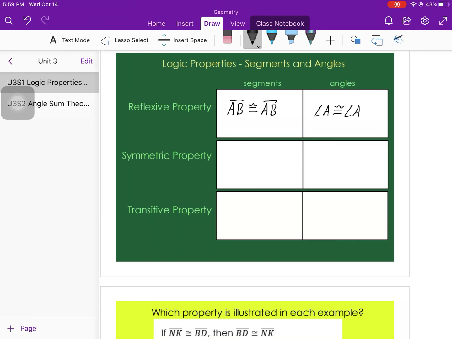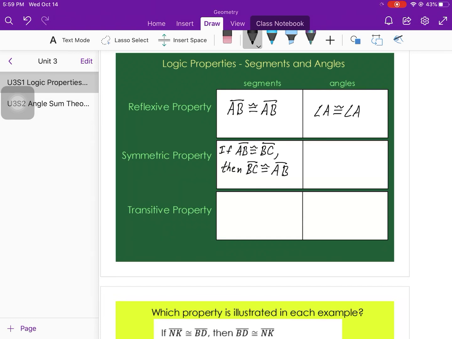Then the symmetric property is a little bit different. When you have something that is symmetrical, it's something that can be divided, like cut down somewhere into two congruent parts. So I always think of a butterfly when I think of something symmetrical. You can fold a butterfly in half and its wings will overlap perfectly. So this one looks like this. If AB is congruent to BC, we're talking about segments here, then BC is congruent to AB.